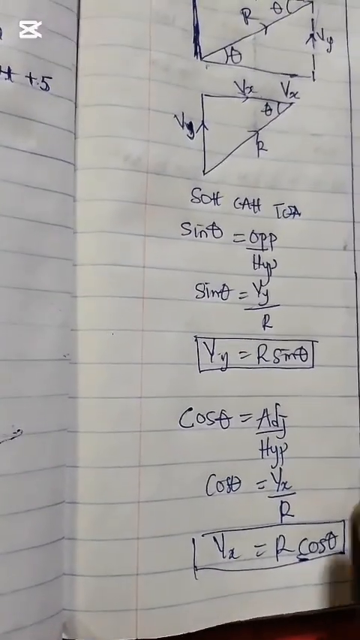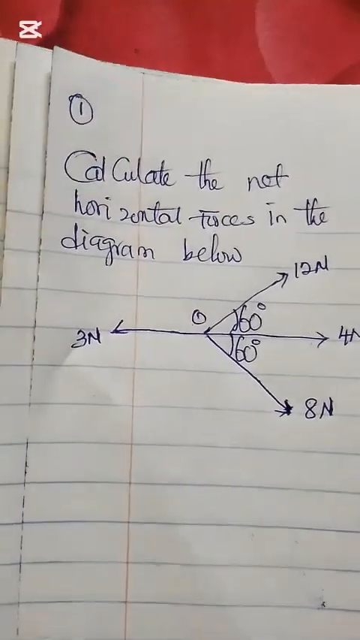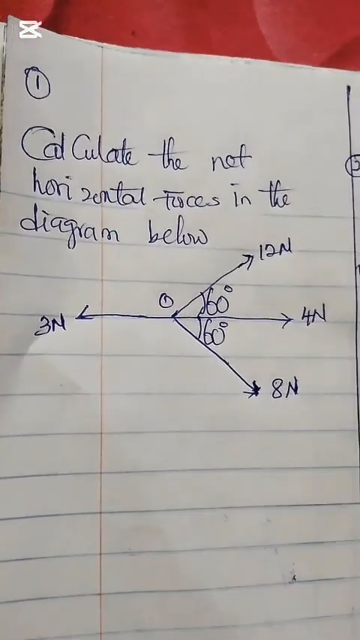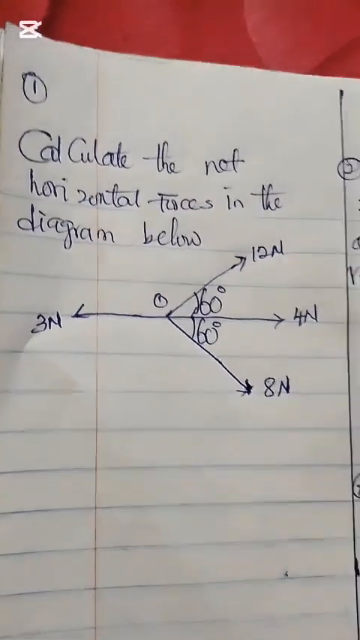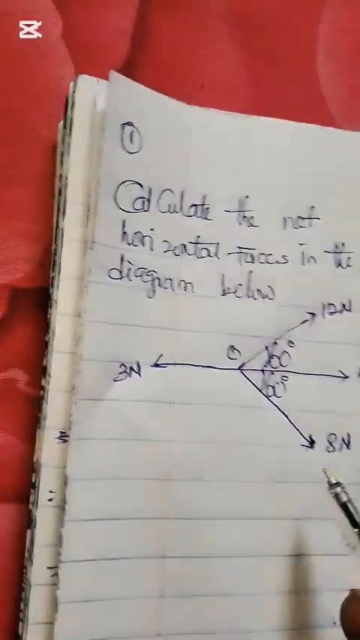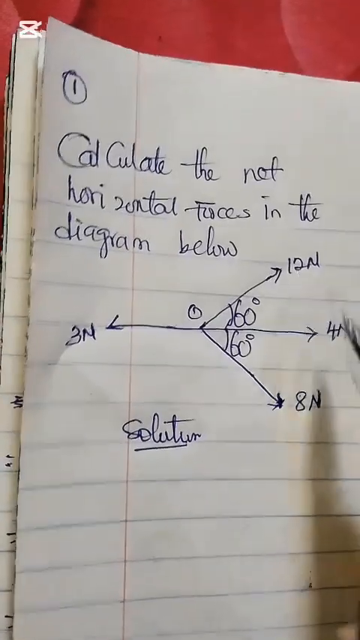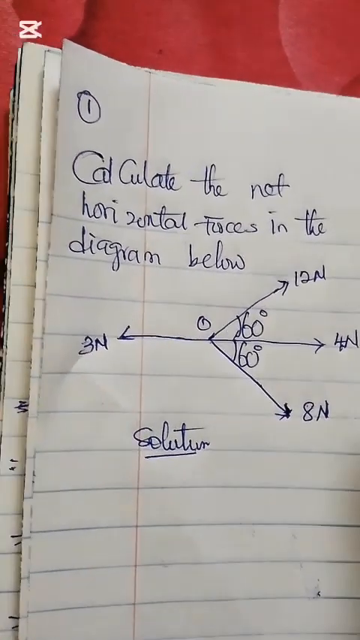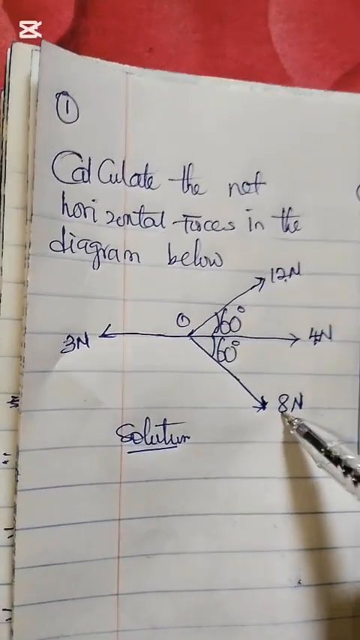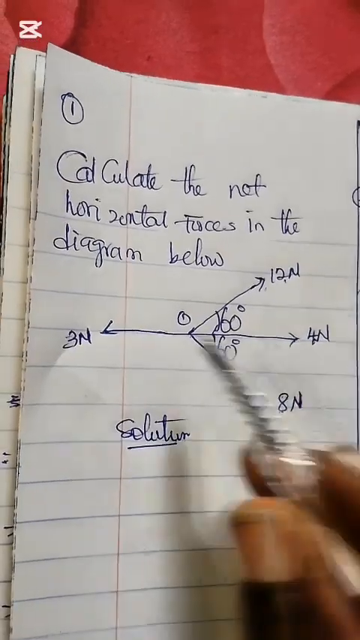Let's take a few examples on resolution of vectors. So we have a question here. The question says, calculate the net horizontal forces in the diagram below. It is specified that it is net horizontal. So whenever you are faced with a question like this, what do you do? If you look at the question, the forces 4 Newton and 3 Newton are already acting horizontally, but 12 and 8 Newton are not horizontal. Those that are not horizontal, resolve them into horizontal components, but this is already horizontal.